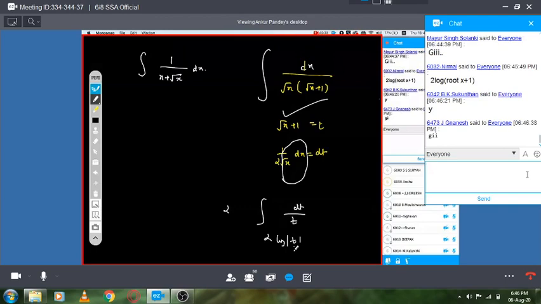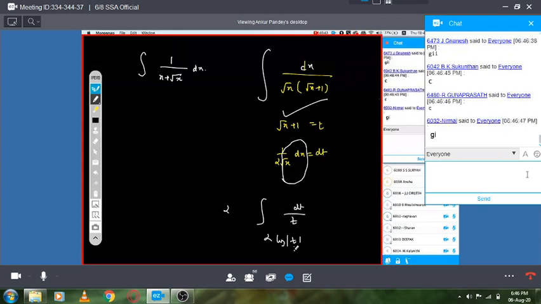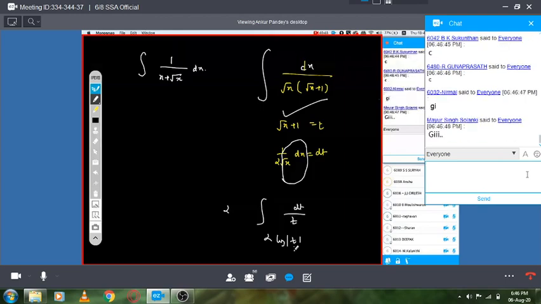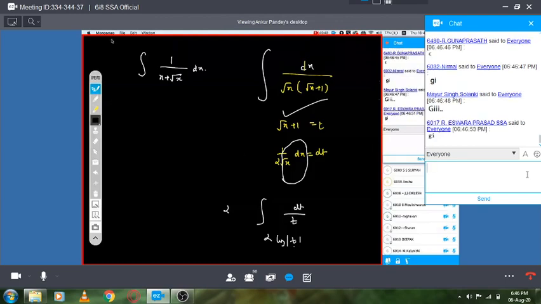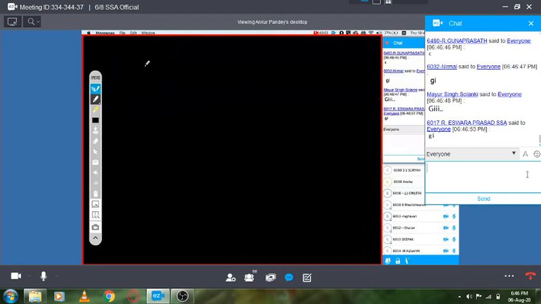Got it? Last question. Integration of root x upon x plus 1 dx. Quickly. That's good. That's a good question.